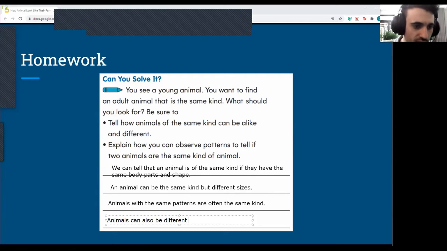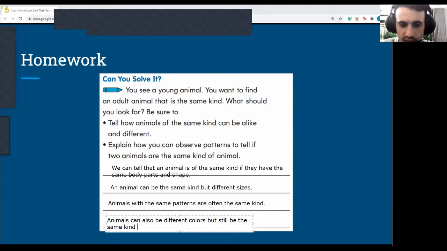Are you muted? Oh, let me unmute you again. They have different what? Different colors. Yep, different colors. Animals can also be different colors, but the same kind. So animals can also be different colors, but still be the same kind, okay?